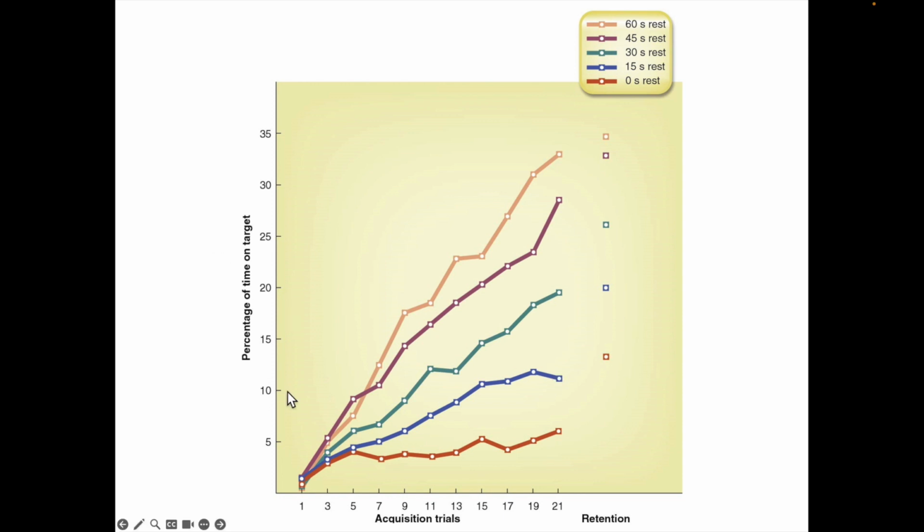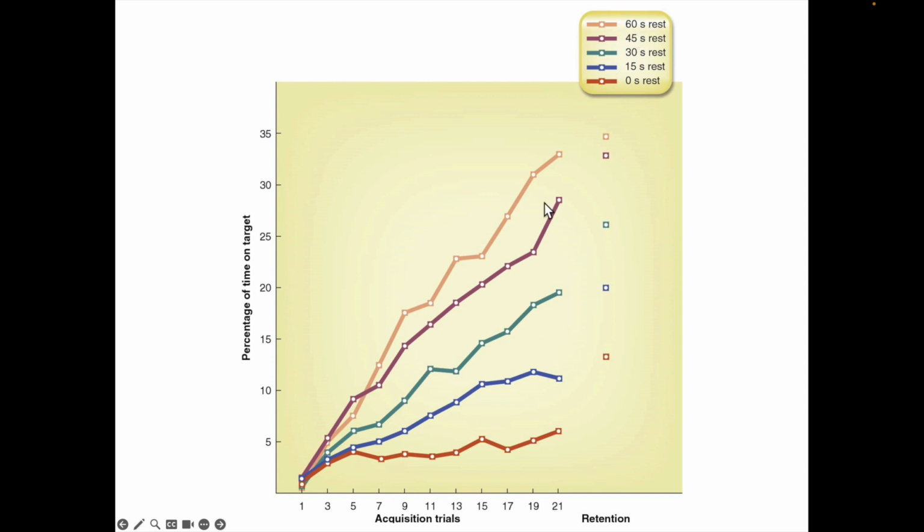We're looking at percentage of time on target, meaning the higher the number value is, the better the performance. We're looking at different acquisition trials, and a retention task. The different conditions in this task are 0 seconds of rest between trials, 15 seconds of rest, 30 seconds, 45 seconds, and 60 seconds of rest.